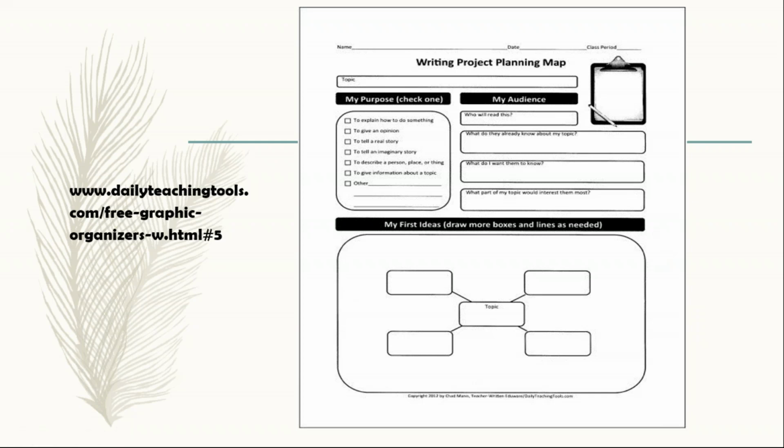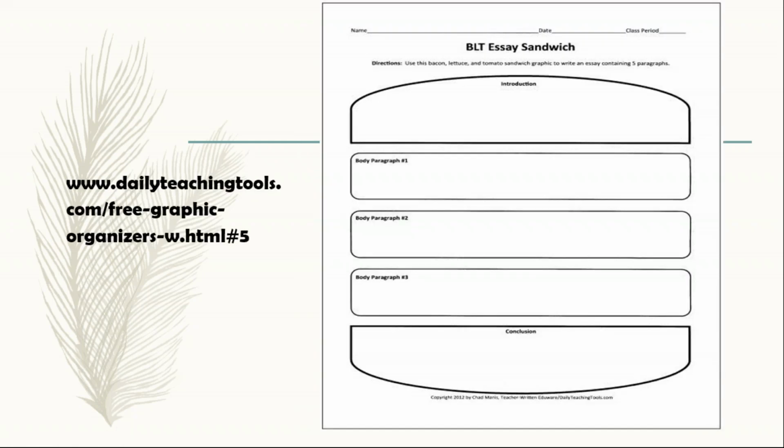This is, again, dailyteachingtools.com. This is the hamburger or the sandwich method of organizing, where you have an introduction, 3 body paragraphs, and a conclusion. I always tell students that if you go to the drive-thru at Burger King and you ask for a hamburger and all they gave you was the bun, you'd be pretty upset. So you don't want an essay that doesn't have a lot of good, juicy information in the middle. Otherwise, you're going to feel like it's not a very good sandwich.